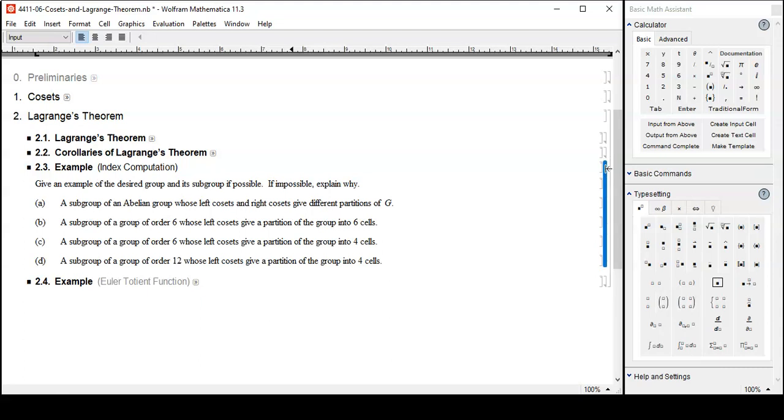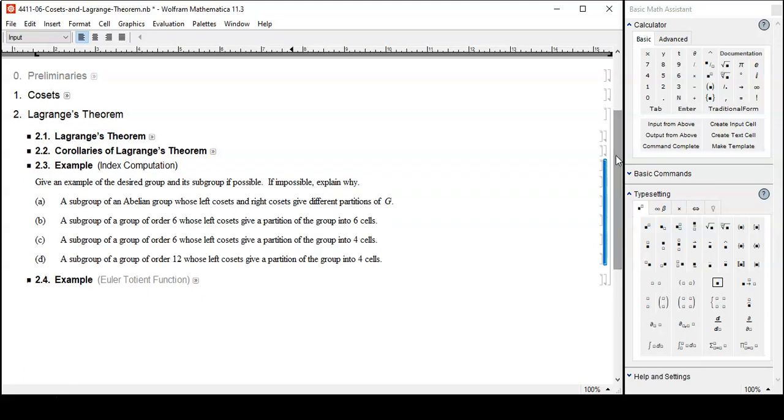And let's go to an example problem. Give an example of the desired group and its subgroup if possible. If impossible, explain why. A: a subgroup of an abelian group whose left cosets and right cosets give different partitions. What do you think? Example or impossible? It's going to be impossible because we're talking about abelian groups, so left cosets and right cosets are the same. Remember, the group operation is commutative, so multiplication to the left versus multiplication to the right are identical. So there should be no difference.